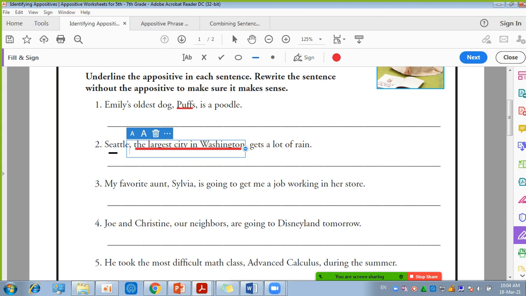That's right, because I have mentioned at the beginning the name of the city. So this is the most specific thing, to mention the name. But if I said the city, this time it would be non-specific. So you have to specify it more by mentioning which city you are speaking about, the largest city in Washington.